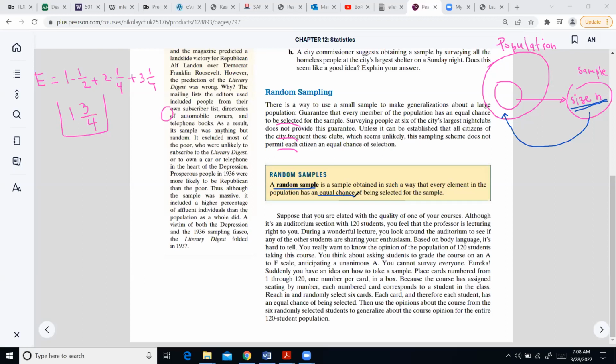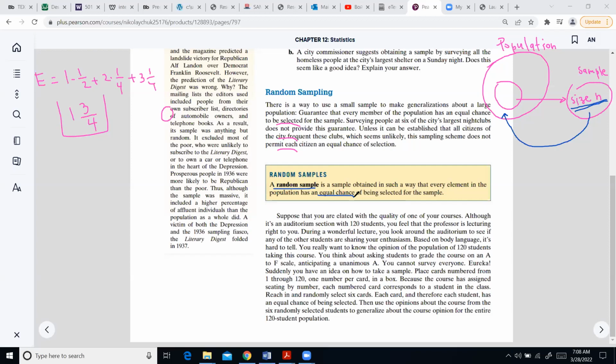That's the key idea. So if there is no chance that you can select some of the elements, well, that's not called a random sample. So it's already not as good as if it were selected at random. Of course, there could be various reasons.